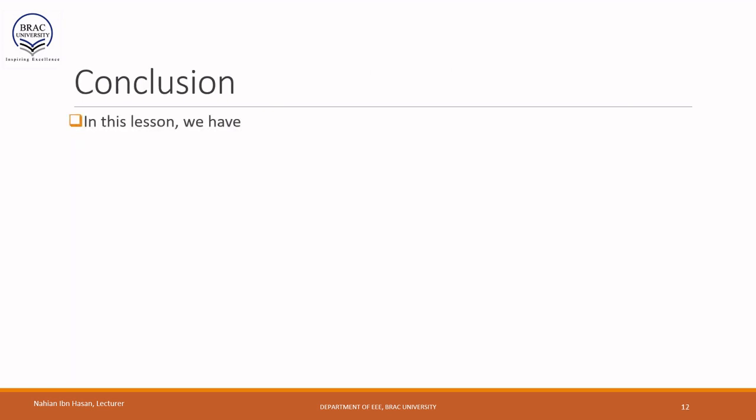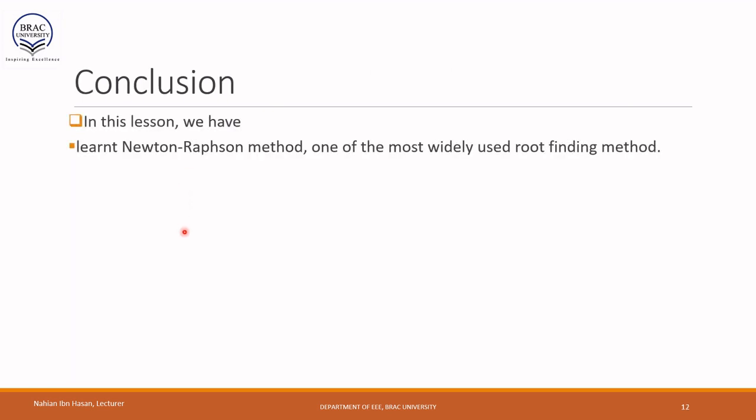What we have learned in these lessons is a new open method of finding roots of an equation, which is the Newton-Raphson method. Although there are some limitations of the Newton-Raphson method, it is still one of the most widely used root finding methods. It is the most basic, and most people try out this method first to find the root. Then if it fails, they go to the other advanced methods.